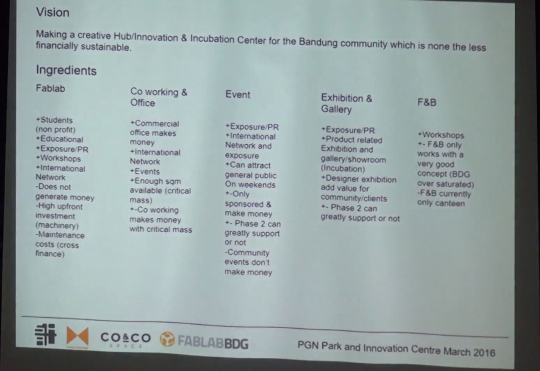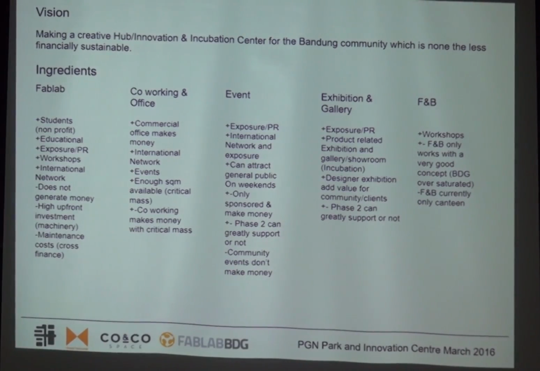So we were looking at different ingredients. Part of this research is actually also to make a bit of a feasibility study: for whom are you designing and what would they like to have and what would they need. So now we have these different elements. We have the Fab Lab, we have the co-working office, we have events, we have exhibition and gallery, and we have food and beverage.